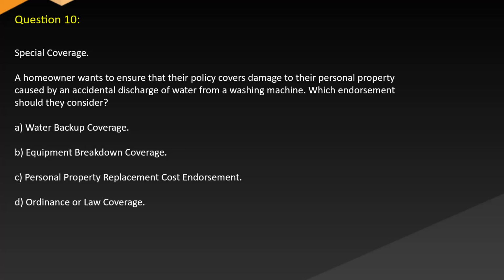Question 10. Special coverage. A homeowner wants to ensure that their policy covers damage to their personal property caused by an accidental discharge of water from a washing machine. Which endorsement should they consider? A. Water backup coverage. B. Equipment breakdown coverage. C. Personal property replacement cost endorsement. D. Ordinance or law coverage.